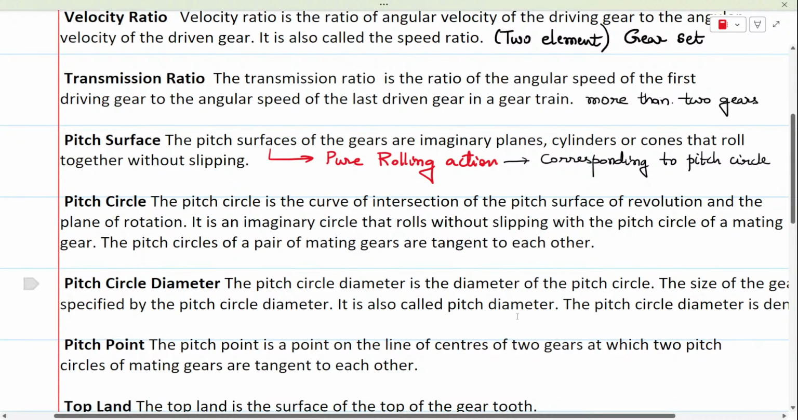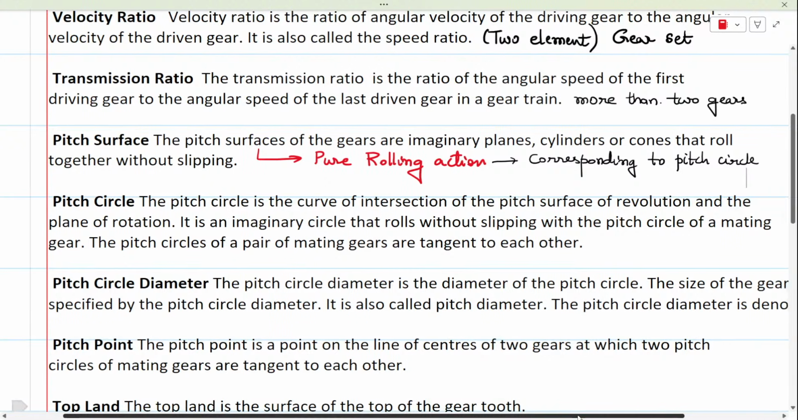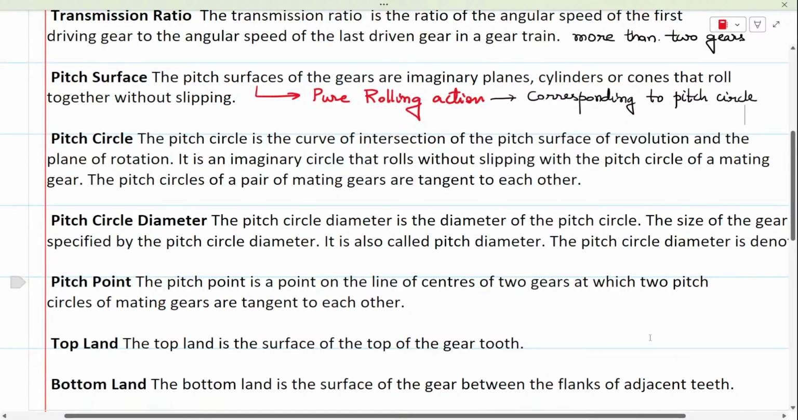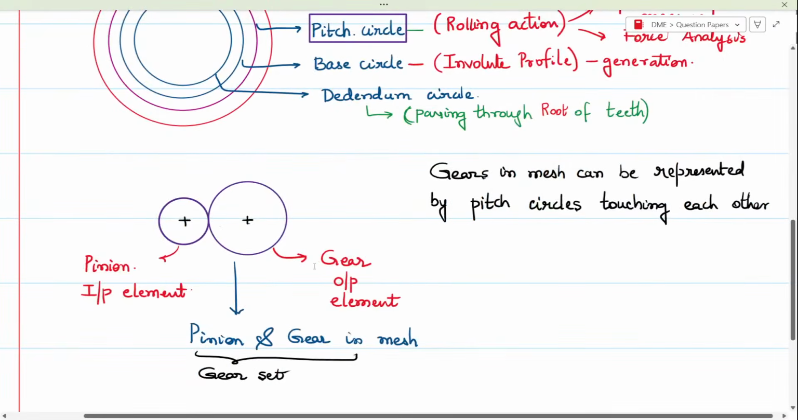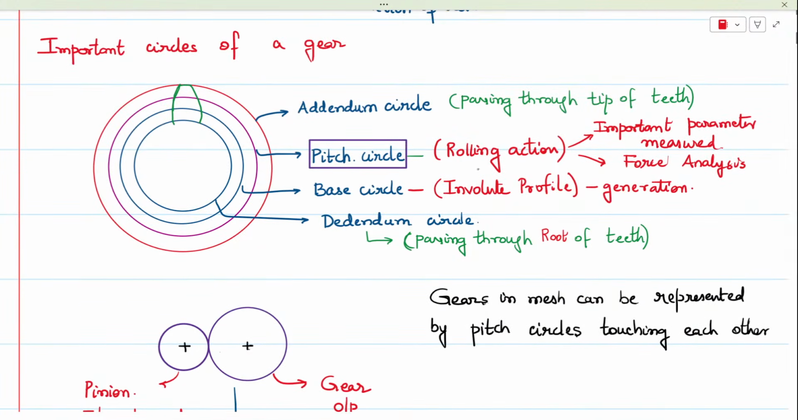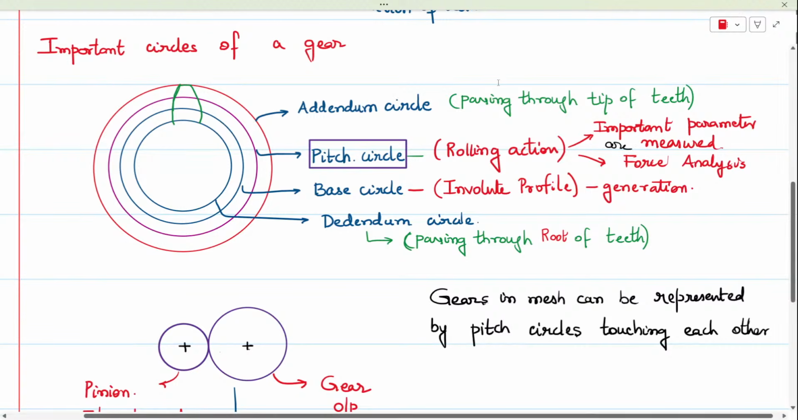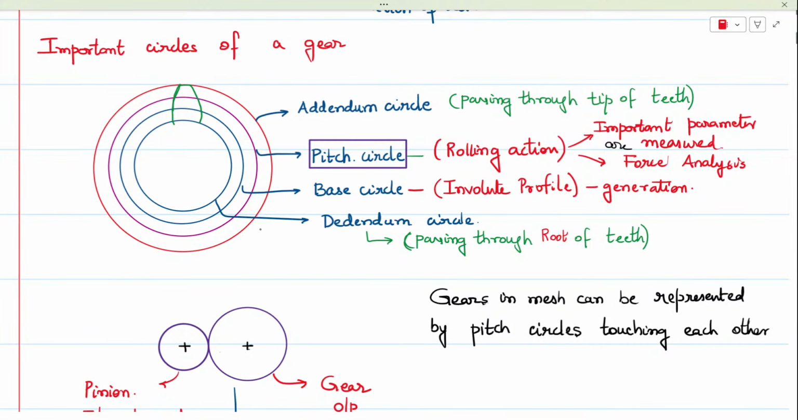Okay. Now the next term is pitch circle. Pitch circle, as I told you in the previous slide, corresponds to rolling action, and it is important. Parameters are measured on the pitch circle. Remember that. The second circle, immediately after the red color one, is the pitch circle.